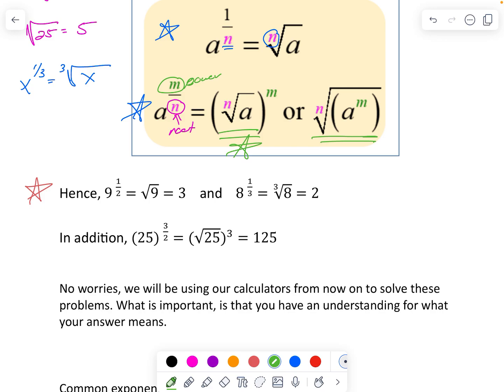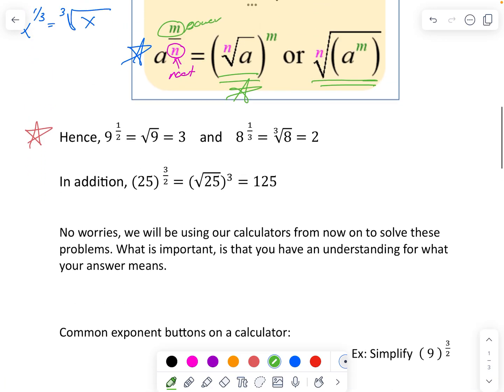We're not going to be getting too crazy with these. Actually, we're going to be doing everything in the calculator, so don't worry. But in the future, when you do simplify, that's the better way of writing it, the root first, because we want to make something small before we make it big again.